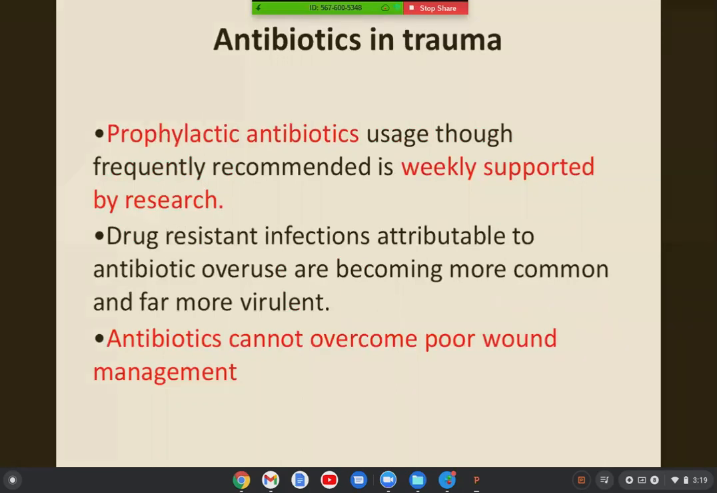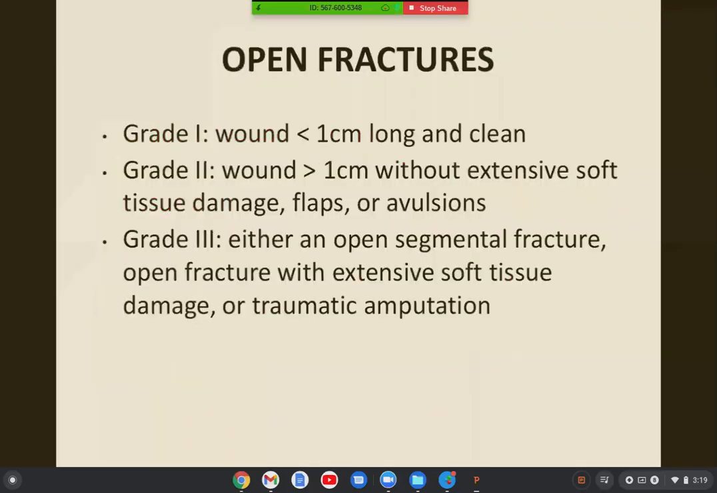What is the role of antibiotics and how are they useful? Prophylactic antibiotic usage, although very frequent, is very weakly supported by research. They do not overcome poor wound management. So our wound management should be robust. Otherwise, we are just adding more fuel to the present war against drug-resistant infections.